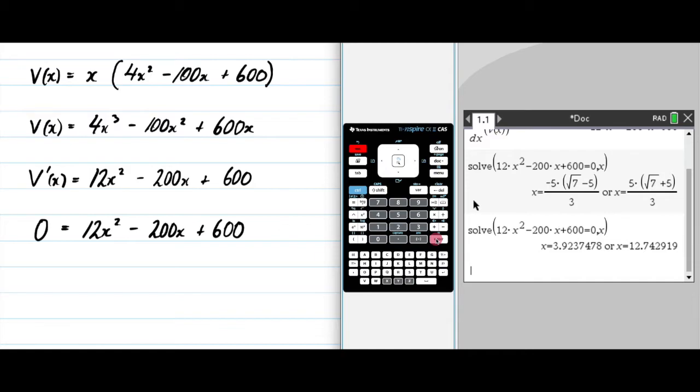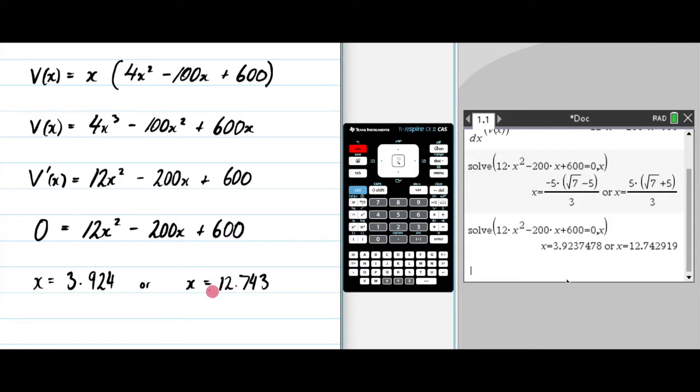Okay, so let's now come over here and let's write down what those values are. So we have x is going to be equal to 3.92, and let me round. Let me say this is 24, or x is equal to 12.747 because it's, sorry, 3. I can't count. 3. All right. So we just found the stationary points. So these are our stationary points.